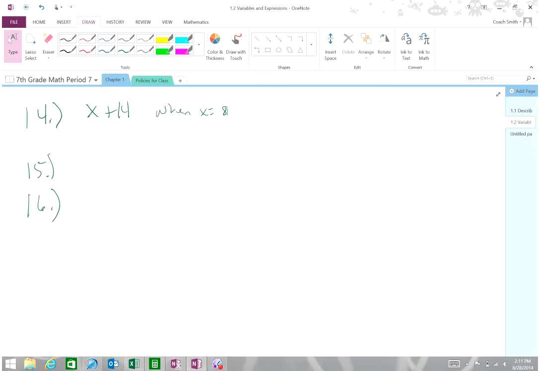The first one says x plus 14 when x is equal to 8. If we use the substitution principle, we substitute in 8 for the x, and we have 8 plus 14. 8 plus 14 would be 22. Okay? The next one says y minus 5 when y is equal to 13.